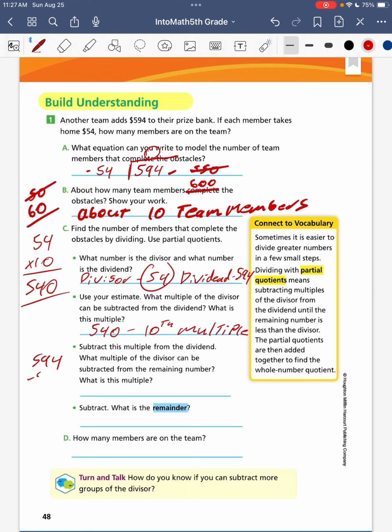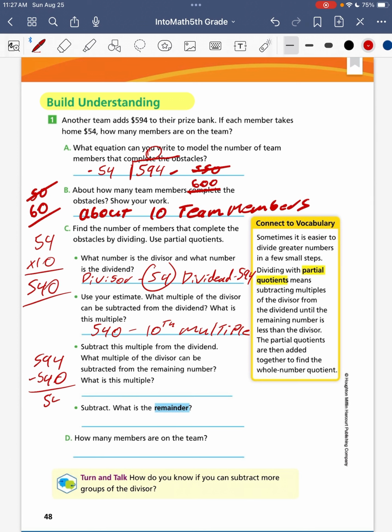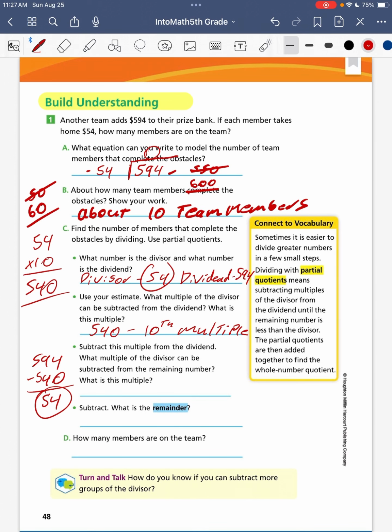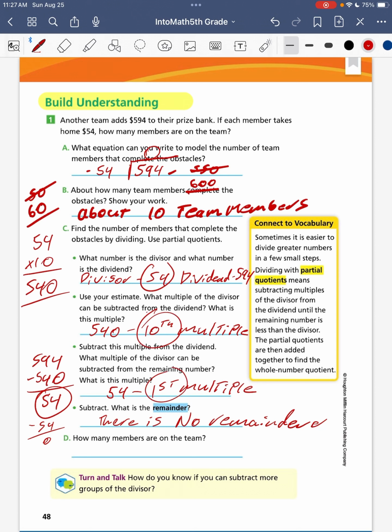If I subtract 594 minus 540, that leaves me with a nice even 54. 54, which is the first multiple. If I subtract 54 minus 54, 0. There is no remainder, but I can add up that the 10th multiple and the first mean there are 11 members of the team.